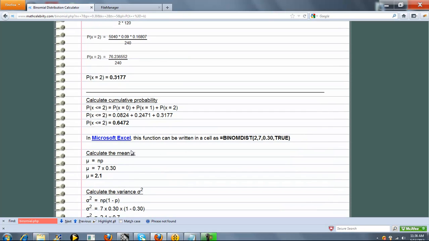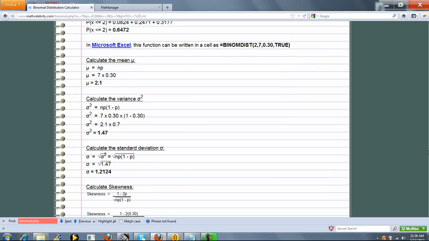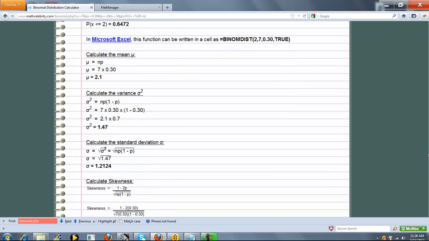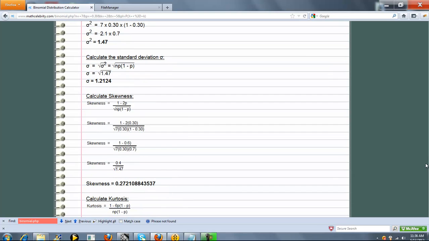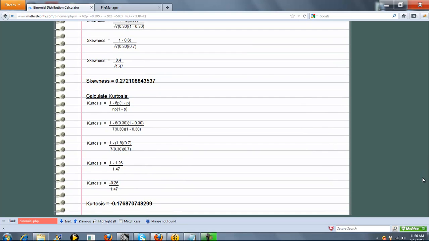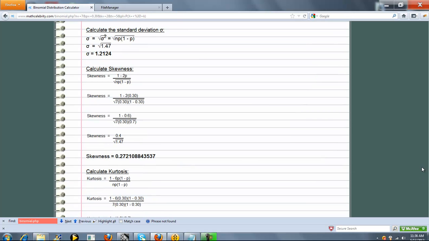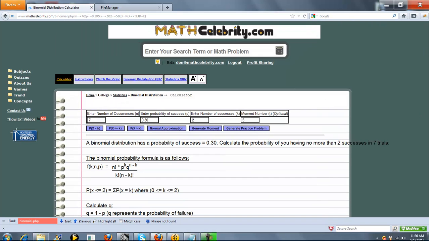And again, for Excel, we show you the formula you can use to get to this answer. And then we go through and we calculate, again, the mean, variance, standard deviation, skewness, and kurtosis. So pretty much everything about this binomial distribution that you need to know, we listed out. We'll scroll back up. Now, there's also the normal approximation to the binomial distribution.